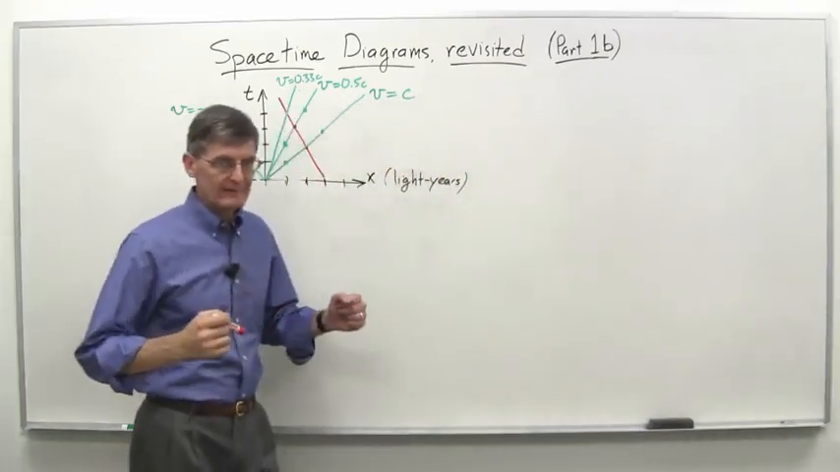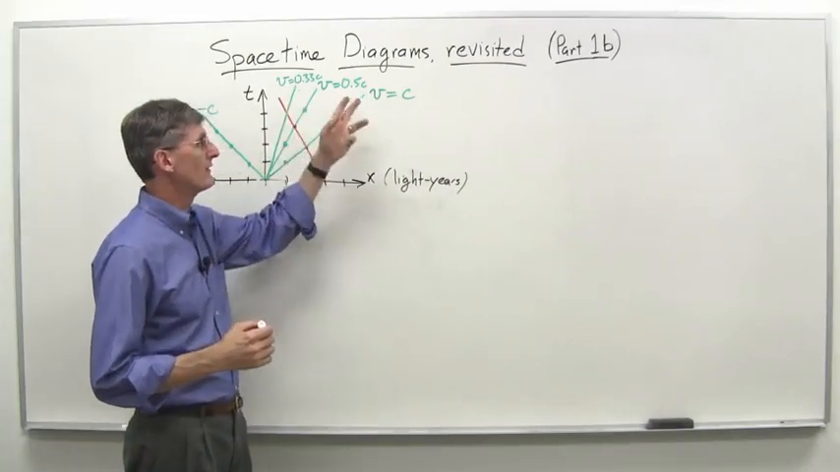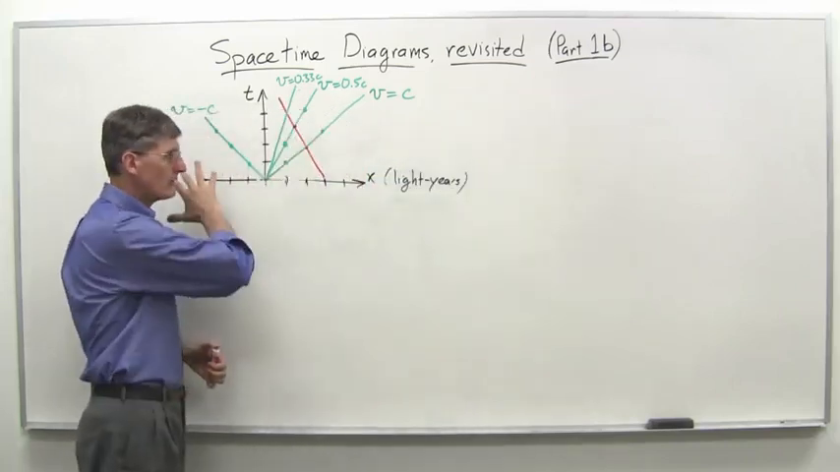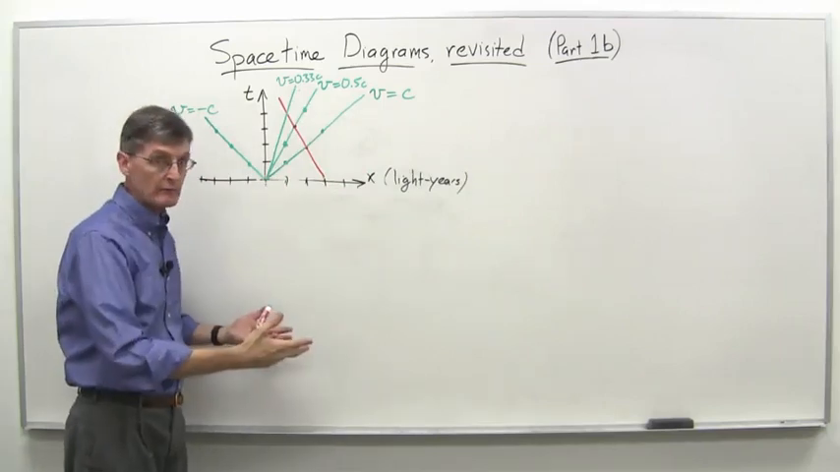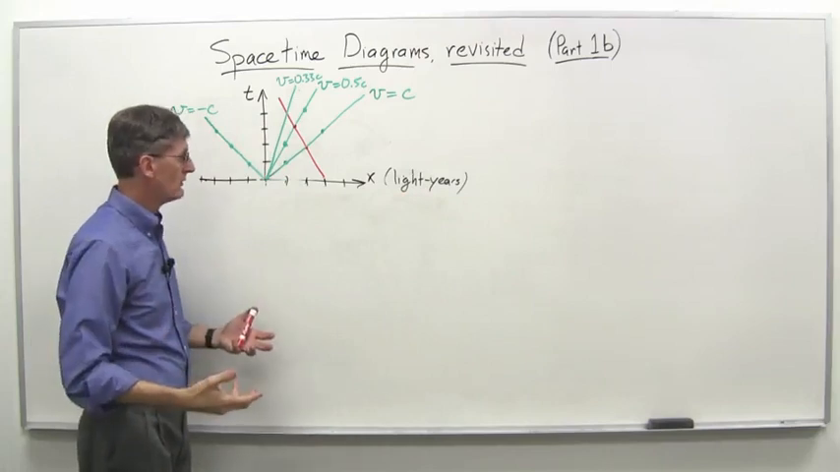A couple more things I neglected to mention at the end of the last video clip. So this is Spacetime Diagrams Revisited Part 1B. Here's our diagram again, and we have a light beam. Say we're measuring, first of all, x in light years. T then is assumed to be in years here.